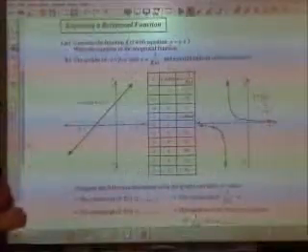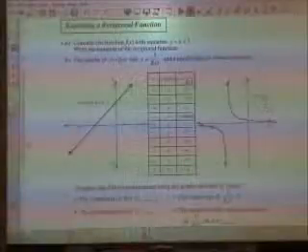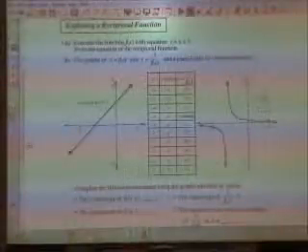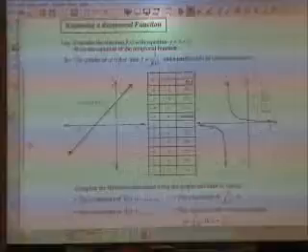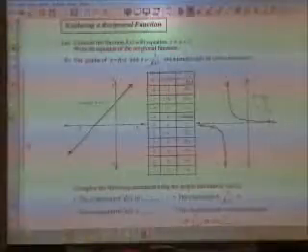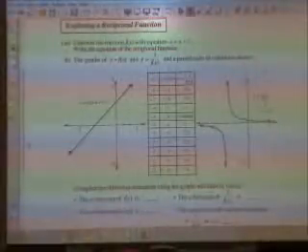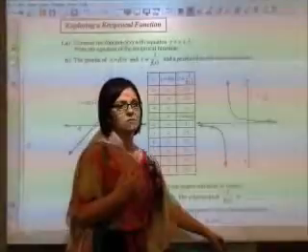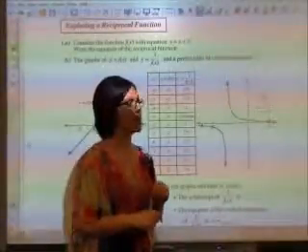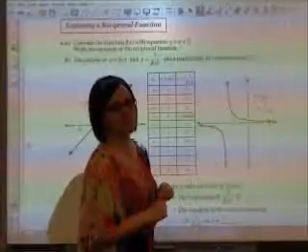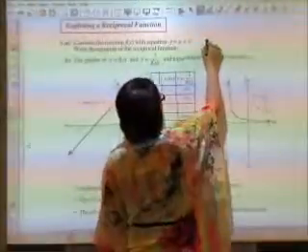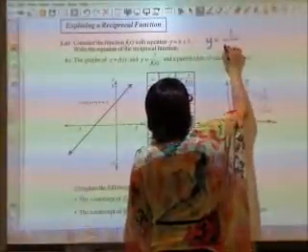So it says, exploring a reciprocal function. Consider the function f of x with the equation y equals x plus 3. If we write the equation of the reciprocal function, what would we get? What would the reciprocal function look like? It would be 1 over x plus 3.